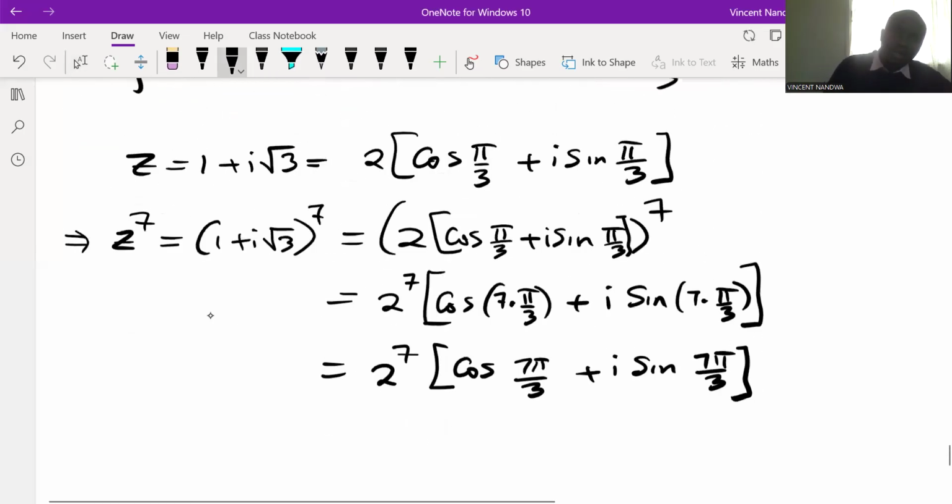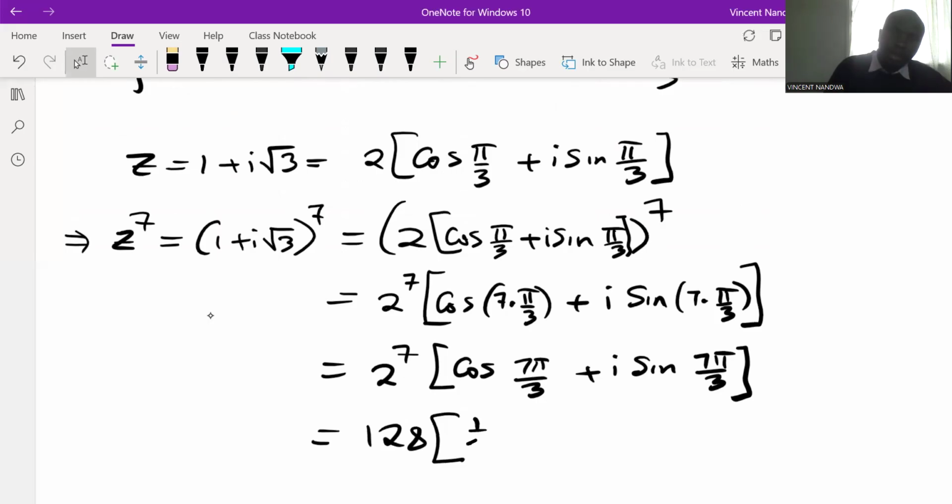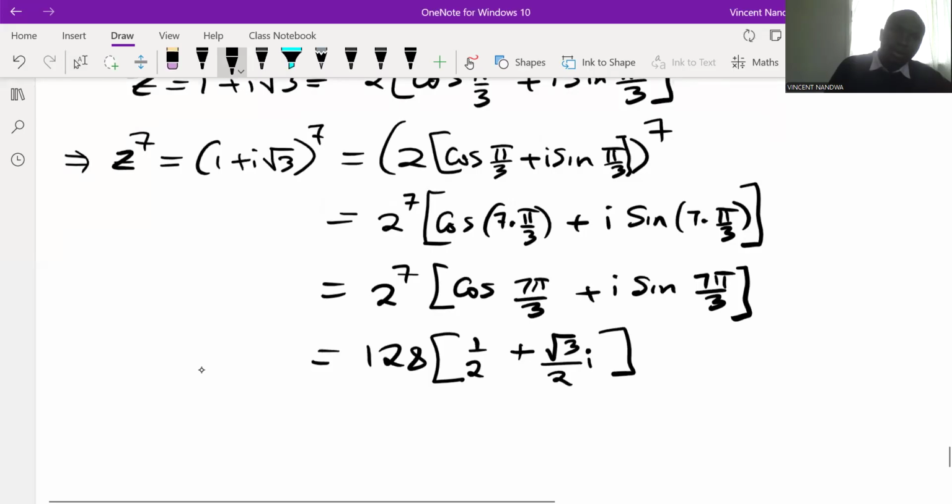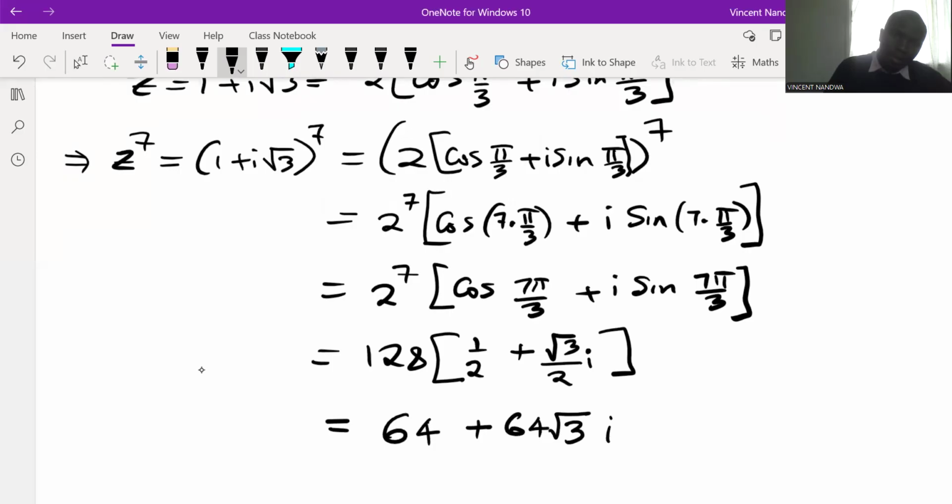Now 2 power 7 is 128. So this will be 128 into cosine of 7 pi over 3 is a half, and then sine of 7 pi over 3 is root 3 over 2. So when you multiply by 128, we get 64 plus 64 root 3 I. So this will be the answer to that given problem.